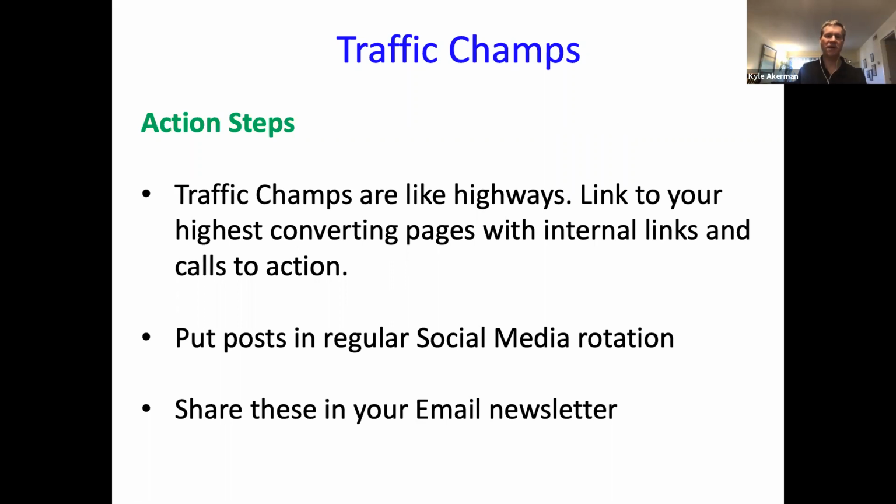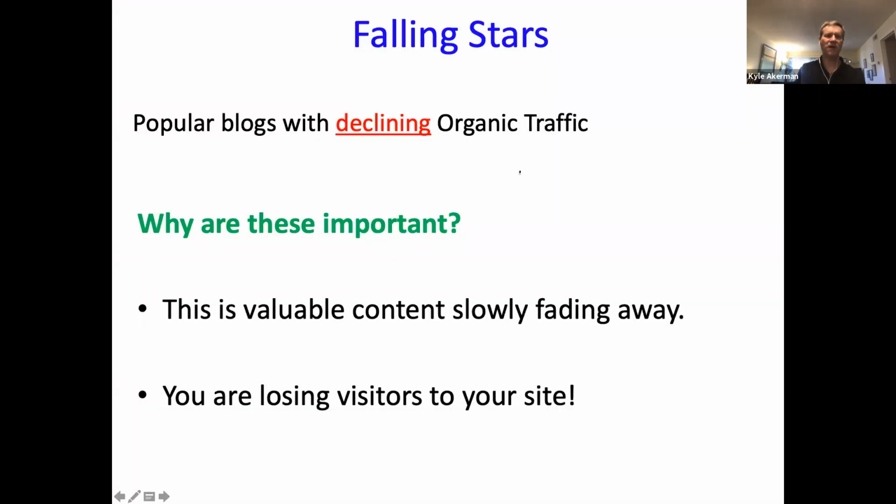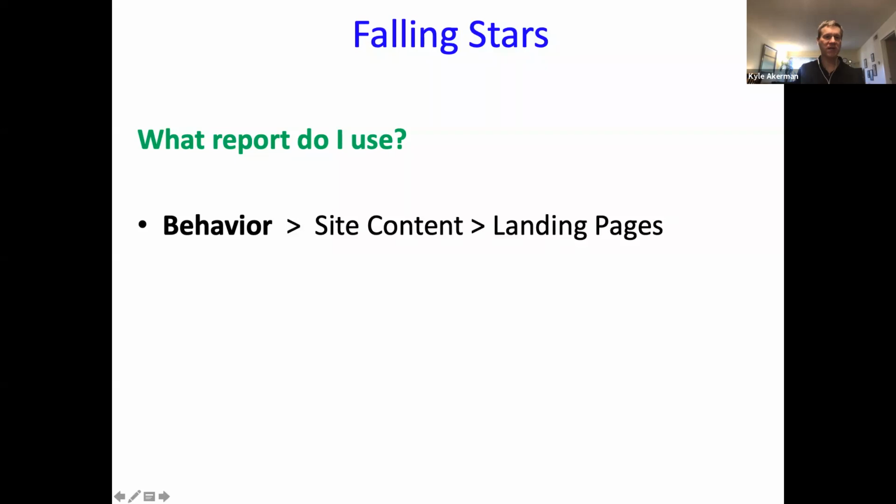Now, the third thing we want to track is almost the opposite of traffic champs: falling stars. These are popular blogs that have declining organic traffic. They were once popular, but now they're losing traffic for whatever reason. These are important to know because that is valuable content that's slowly fading away, and you're losing visitors because those pages maybe aren't ranking as well anymore and not getting the clicks. The report for this one is the same one: behavior, site content, landing pages.